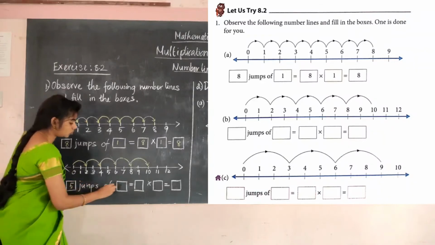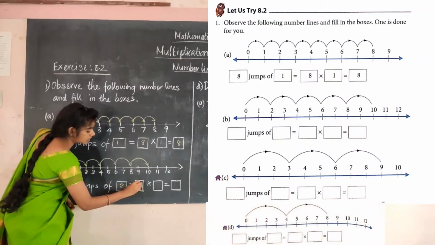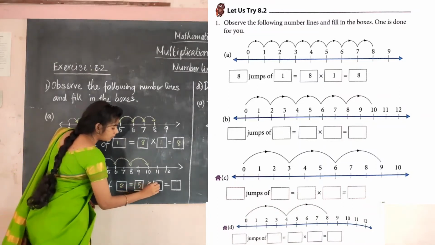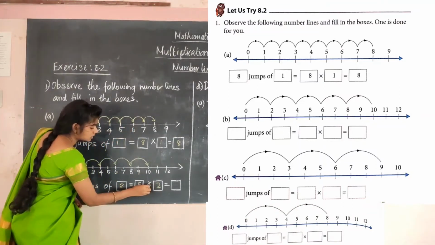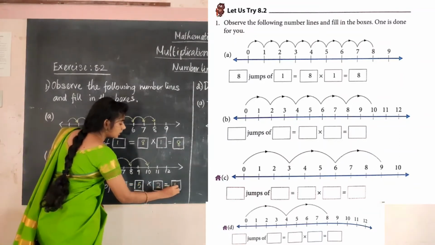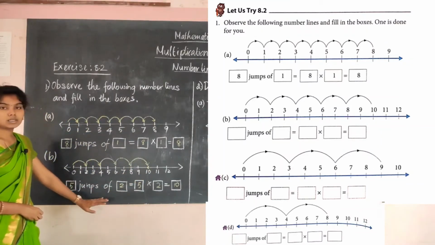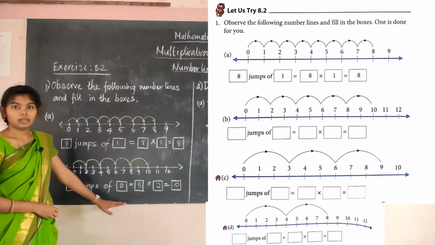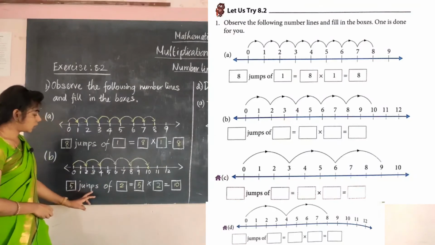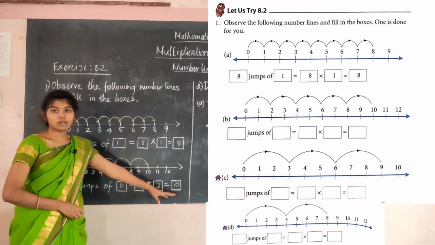5 jumps of 2. How will you write it in the multiplication sentence? 5 times 2. Times means the cross sign. So 5 twos are 10. Here the answer is 10. So this is multiplication on a number line. 5 jumps of 2 is here, and in the sentence, 5 into 2 is equal to 10.